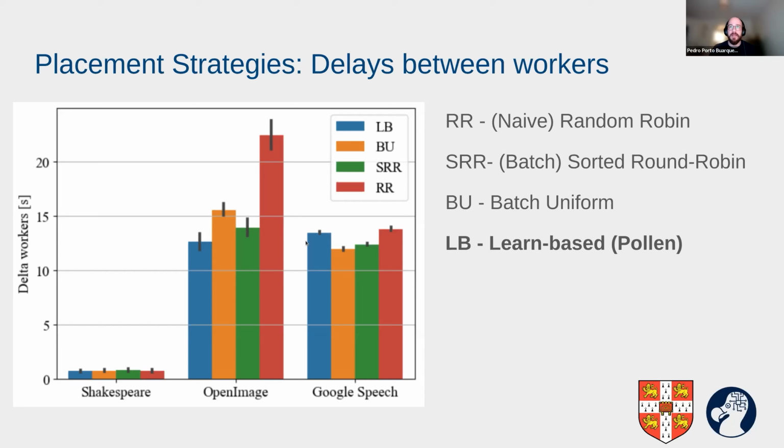is better than even round robin. This has to do also with the distribution of the data across clients. Again, if you have kernels of concentrations of clients having very different numbers of data samples, that is your worst case scenario. So in Google Speech, this doesn't happen much, but when you look at Open Image, that's when you start seeing this delta between best and second best in the learn-based Pollen going down.